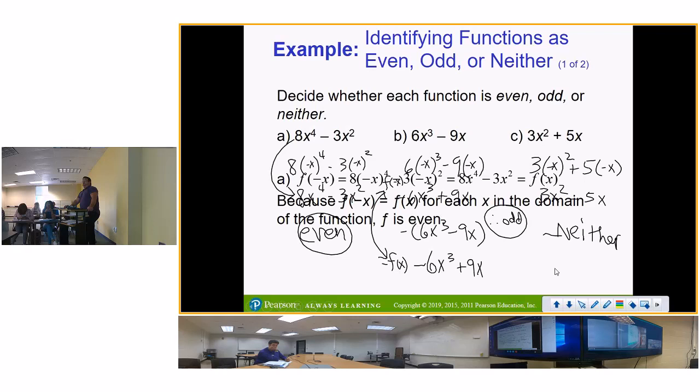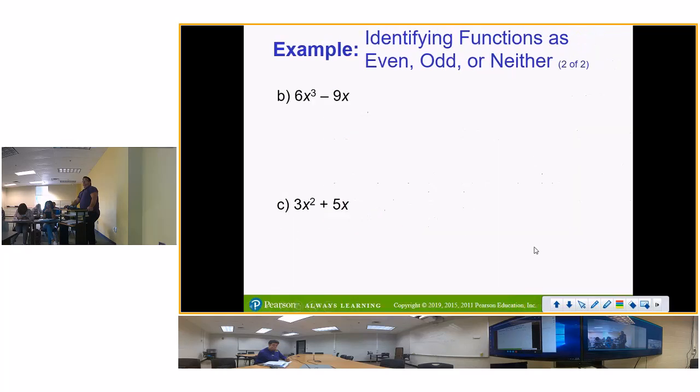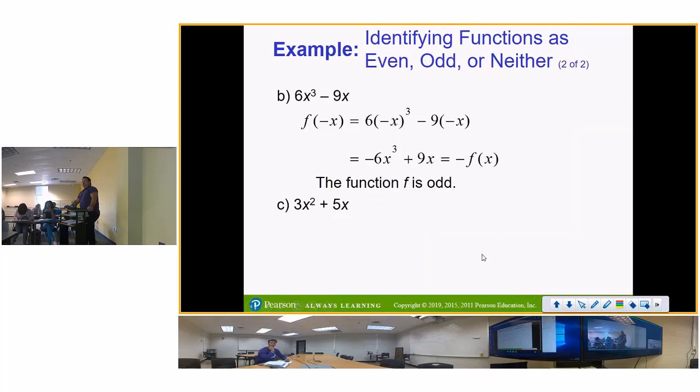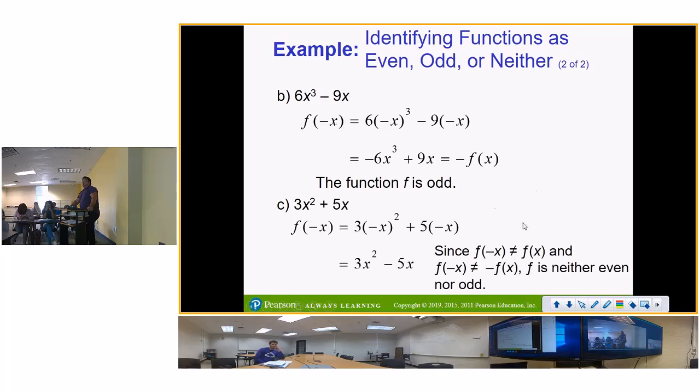So the first one is even. The second one is odd. And neither.